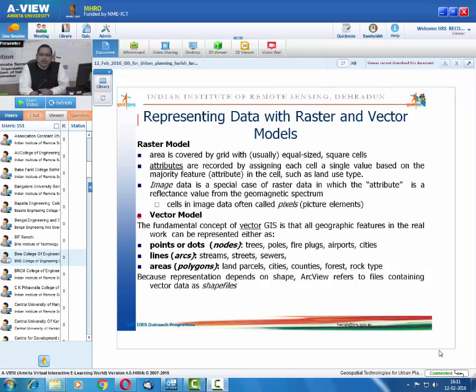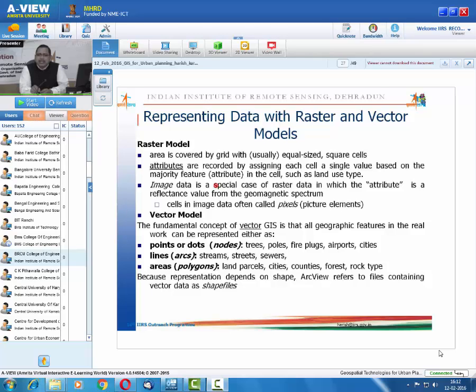Now I was talking about the two data models. One I talked about is raster, second is the vector data model. And in the raster data, if you see here, it is basically a GIS format. It represents information in the form of a matrix. Basically in the pixels you will be storing the information. The area is basically a grid of equal-size cells, which are known as pixels. Equal-size square cells you will be using to represent your geography, and the attributes are recorded by assigning each cell a single value based on the majority feature, and that will be known as the attribute.